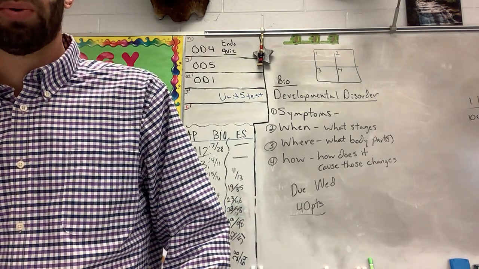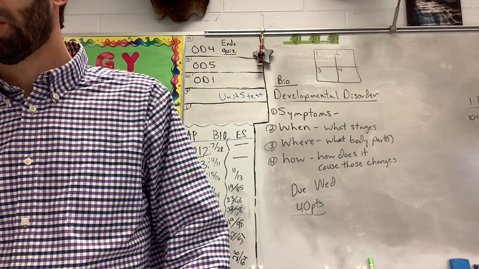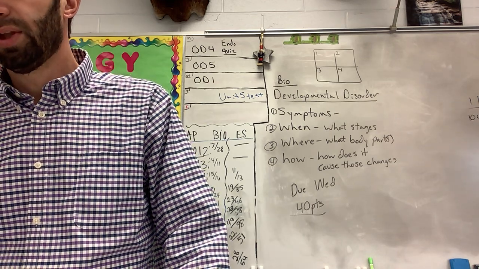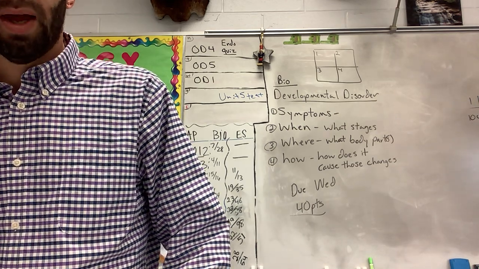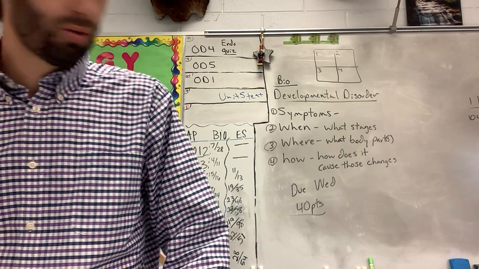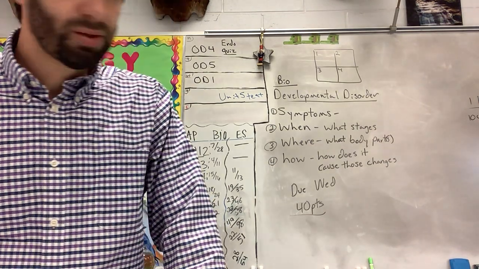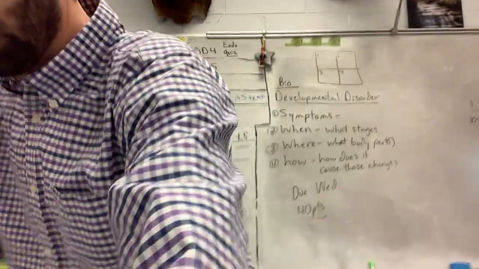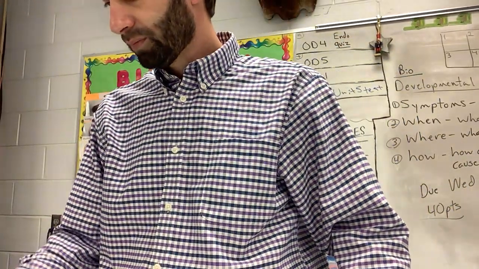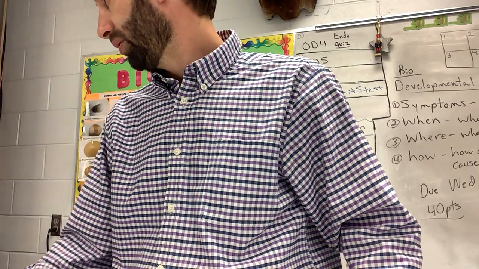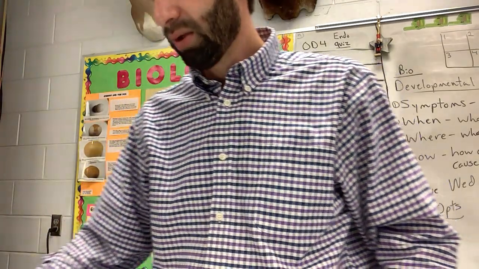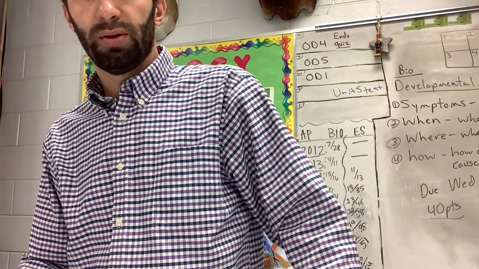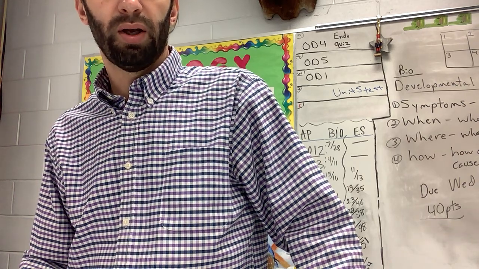Where, like what body parts, like what's the location of the body parts that it's affecting? And then how does it cause those changes? So what's the pathology of that? So what does it actually do that causes those changes in that organism? So there's a ton of different disorders you could look up and do, but you'll just do that, turn it in. It'll be easy, 40-point grade.